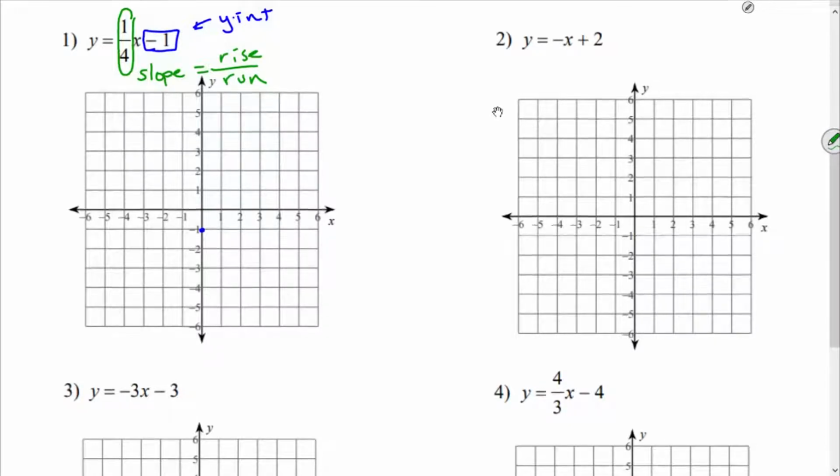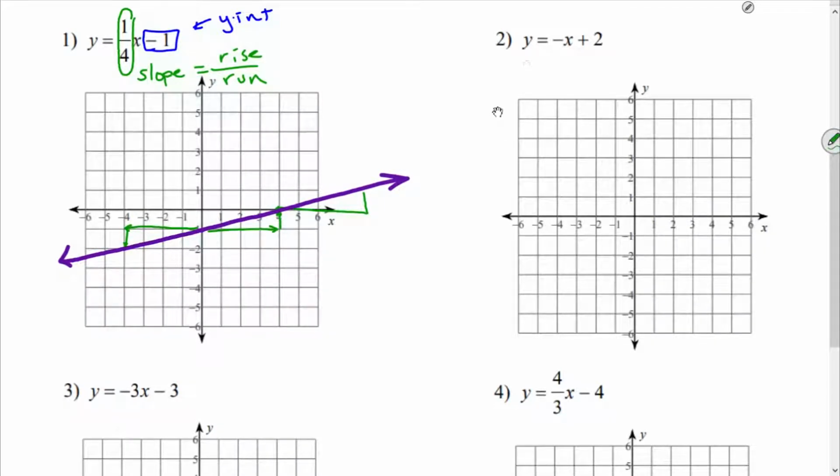For this one, for every 4 that I run, I'm going to rise 1. That's a point on my line. And I can't go any more, otherwise I'd go off the graph, right? So I'll go this way. I will run backwards -4 and then drop 1. And so that's another point on my line. So my line looks something like this, that has a y-intercept of -1 and a slope of 1/4.